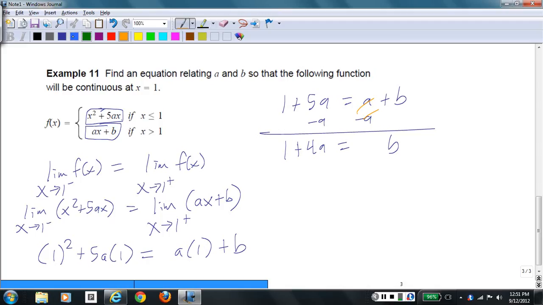And so there we go. b equals 4a plus 1. How about that?